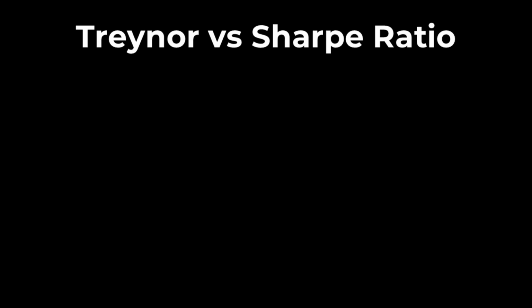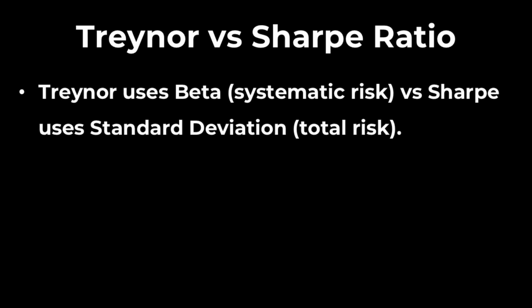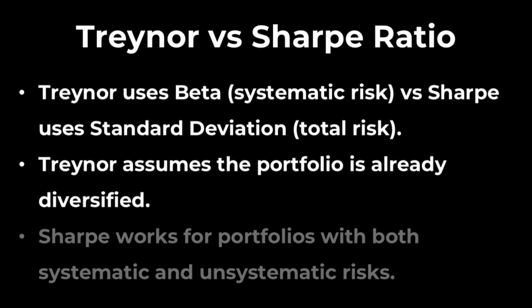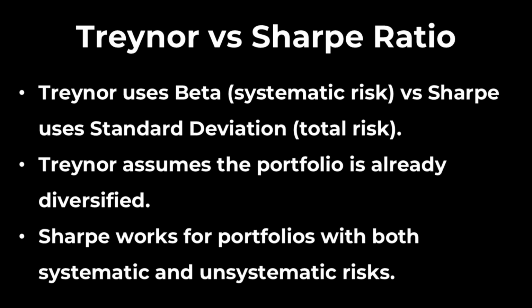Now, let's compare it with the Sharpe ratio. They look similar but measure different things. The Sharpe ratio considers total risk, including both market and specific company risk. The Treynor Ratio only looks at systematic market risk, using beta. So, if your portfolio is already diversified, Treynor gives you a cleaner picture.